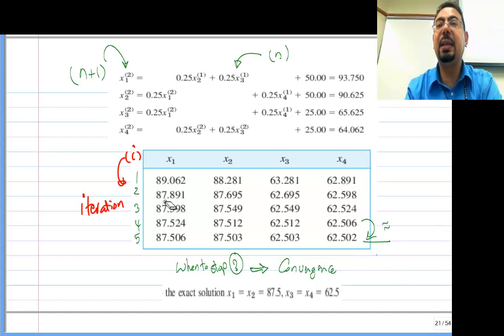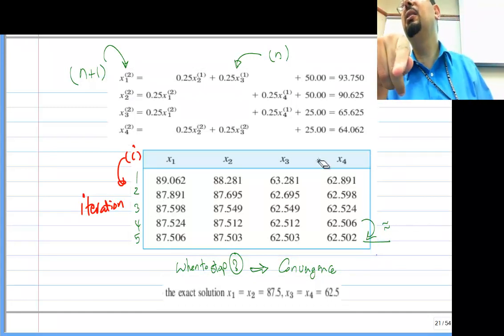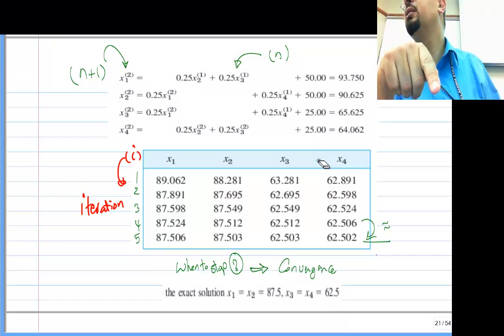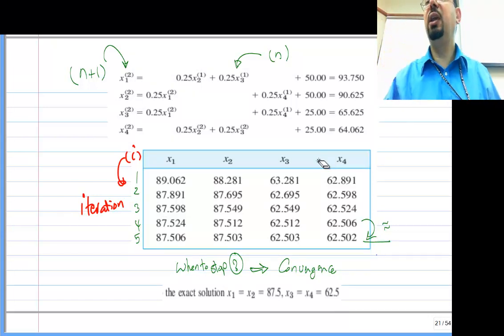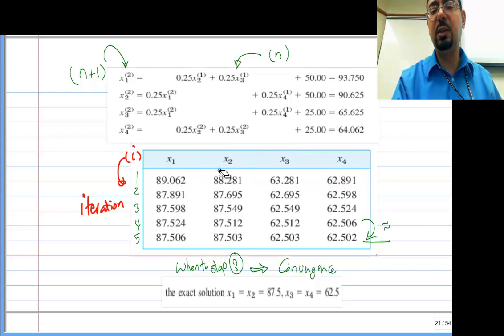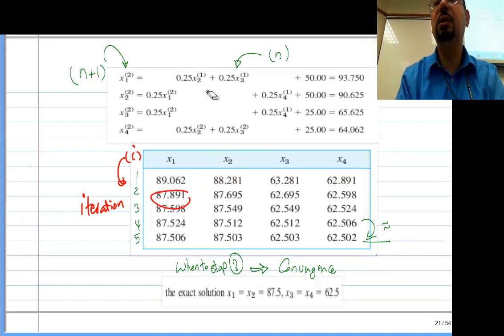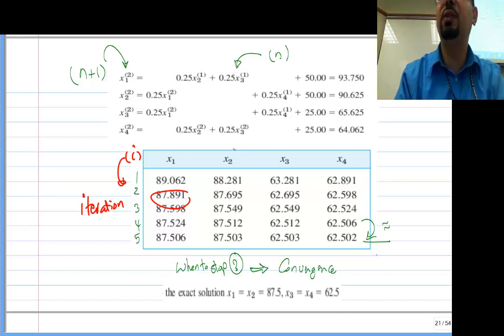And you can see as he is basically iterating every one of those lines. By the way, how does this look in Excel? Piece of cake. Each one of those guys is bringing the old value. Let's imagine this is the initial guess. So this is calculated based on this equation: 0.25x2 plus 0.25x3 plus 50.